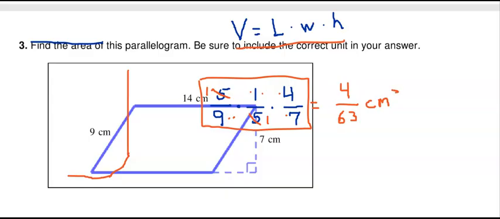And this time, instead of centimeters squared, it's going to be centimeters cubed because we are finding the volume. And volume is basically how many little three-dimensional cubes can you fit into the container that you're talking about. So we can fit 4/63 centimeter cubes into that box there. So that is the volume of it that will fit into this little container.